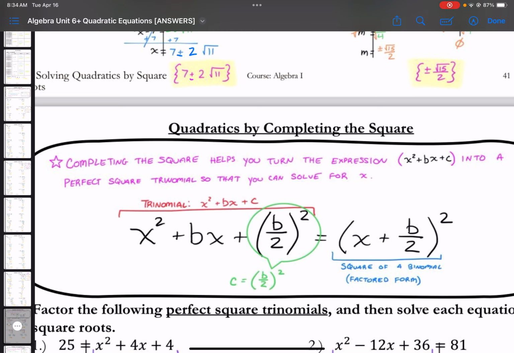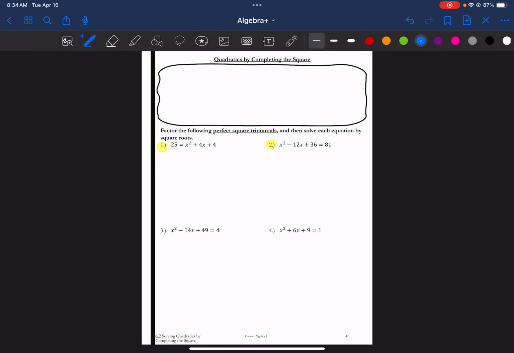Now that you've taken these notes, you'll see that it gets a little confusing. You're like, whoa, it's another formula I have to remember? The main one you have to remember is what's written in green. That c, instead of writing c for the constant like we do in standard form, we're going to actually look at it as b over 2 squared. So let's use problem number 1 to help us understand this a little bit better.